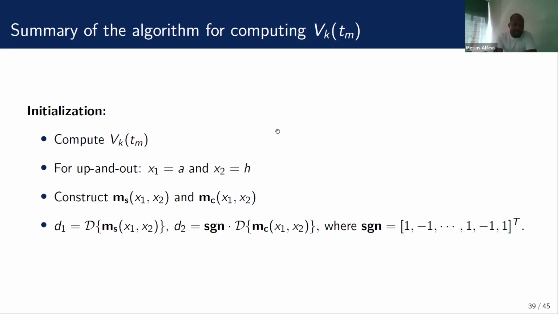Then D1 is going to be the discrete Fourier transform of MS. D2 is the discrete Fourier transform of MC, multiplied by that sign. I think I've made a typo there as well, so that should be MS. The idea here is that MS and MC are related by this, so MC in D2 should be MS, because then you calculate it only once, which saves time, because they can be related in this way.